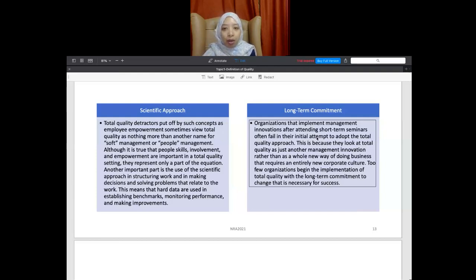Okay, and then for the long-term commitment, organizations that implement management innovations after attending a short-term seminar often fail in their initial attempt to adopt the total quality approach. As I mentioned before, when using ODL, sometimes we have difficulty in terms of the service provider. For example, for the lecturers, especially the Y generation or X generation, they have difficulties in using the technology.